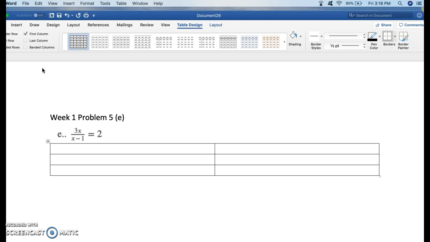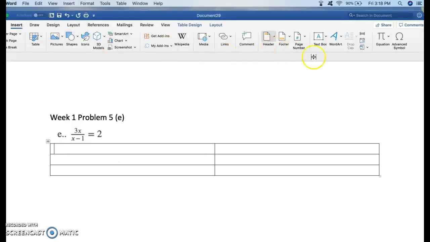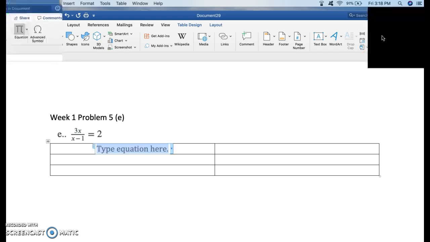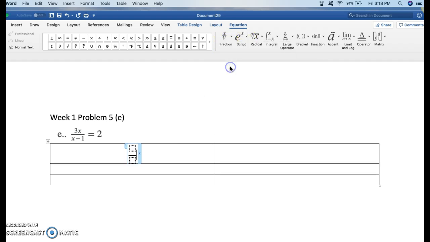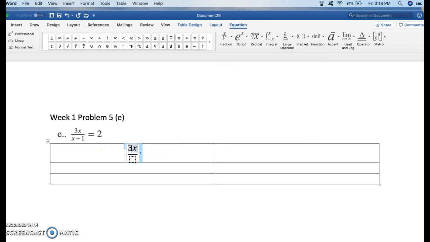Okay, I can add more rows easily. I want 2 columns. And on the left side, I like to put the math. So I go to Insert, and then I go to Equation. Notice the little pi symbol, Equation. And I want a fraction. So I'm going to go right here where it says Fraction, and I'm going to click this. Then I click inside, and I would get 3x over x minus 1 is equal to 2.